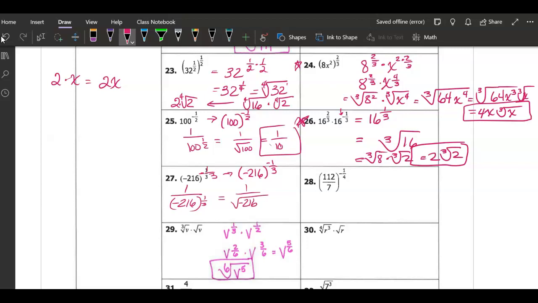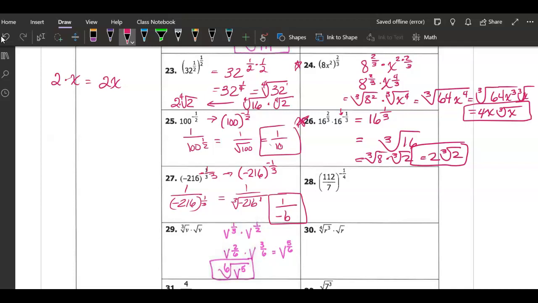Now we need to put a radical there. And 3 goes in as the index, and the 1 is the exponent for the negative 216. Okay, so negative 216 is a perfect cube. So that would be 1 over negative 6, because the cube root of negative 216 is negative 6. So that's what that one is.